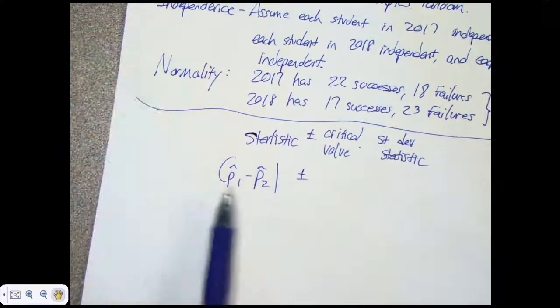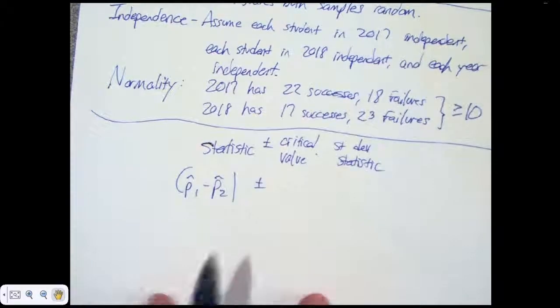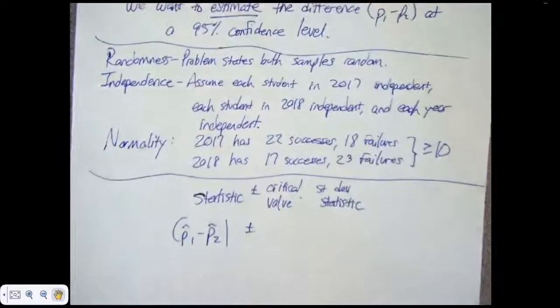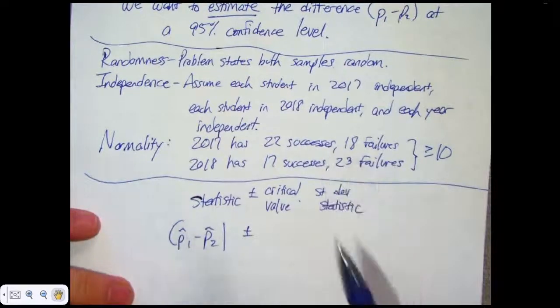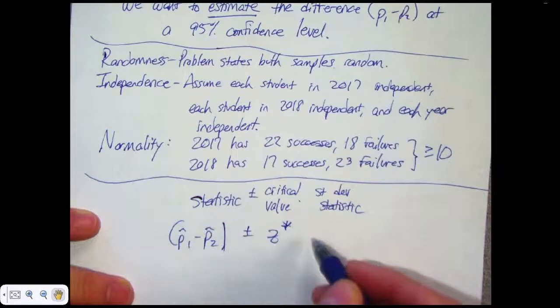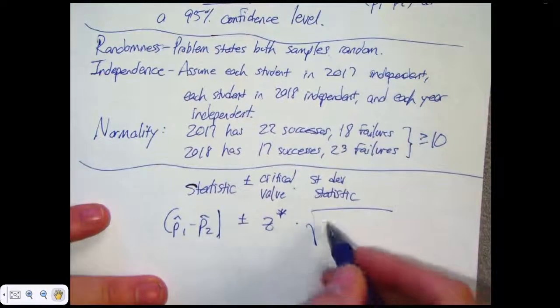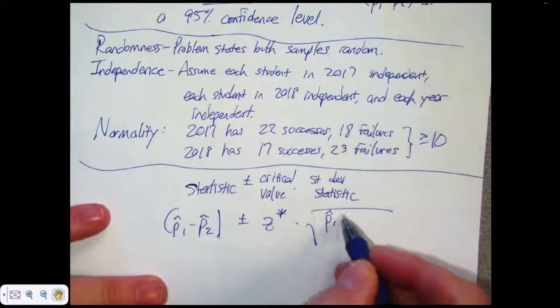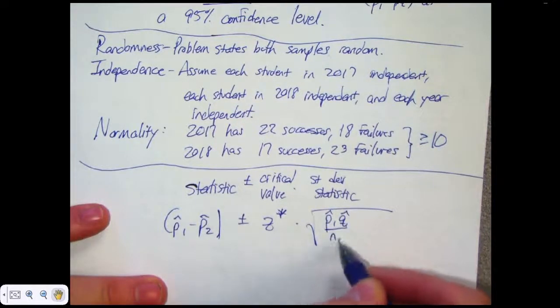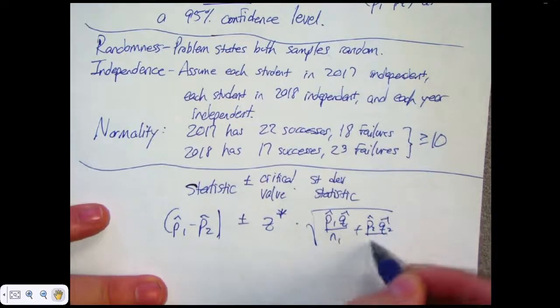So my statistic is P1 minus P2. You did it backwards, or not backwards, it's just the other order. That's totally fine. Critical value, T star or Z star? Z star, because we're in proportions. And then the standard deviation, that's P1, Q1 over N1, P2, Q2 over N2.